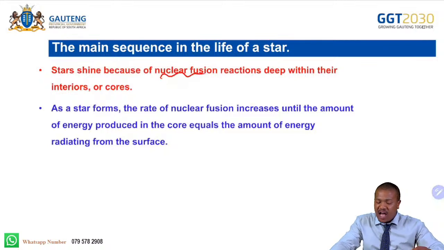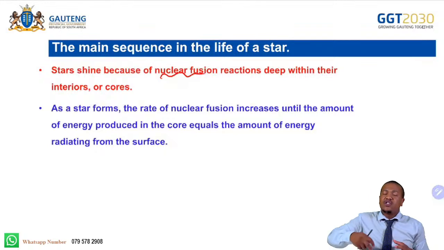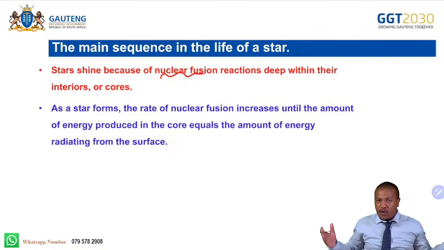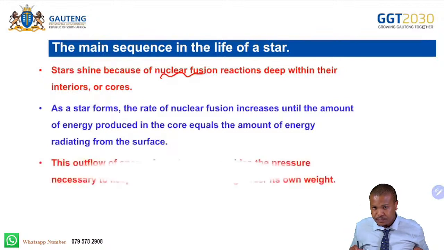So as a star forms, the rate of nuclear fusion increases as well. Why does it increase? It increases so that it can maintain the main sequence of a star. It increases until the amount of energy that is produced from the core is equal to the amount of energy outflowing from the star, or the amount of energy radiating from the surface.